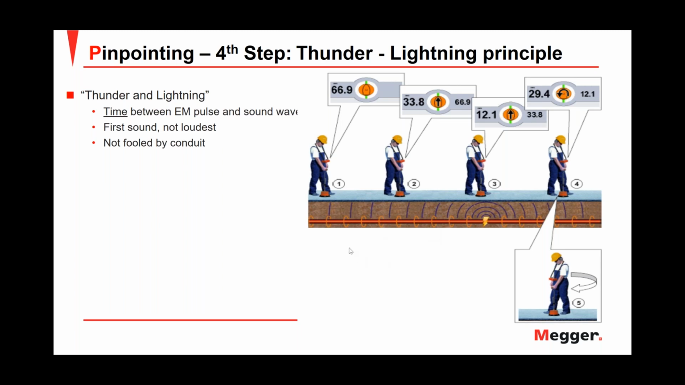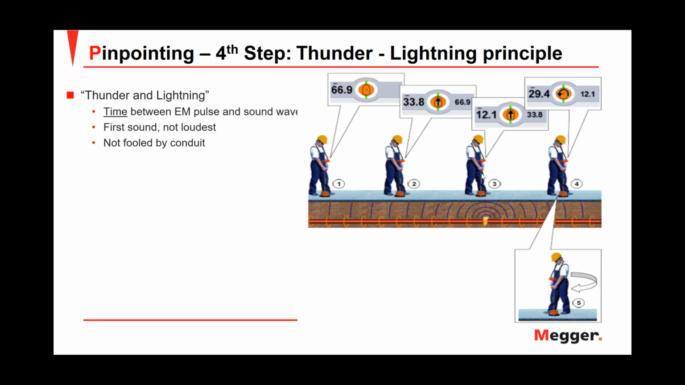If you see in the picture, the guy in position number 1 picks up the electromagnetic signal, and 66.9 milliseconds later the acoustic signal arrives. So when he walks toward the fault, this number will decrease. Now in position number 2, we have 33.8 milliseconds, which means that the electromagnetic signal arrives, and 33.8 milliseconds later the acoustic one arrives.